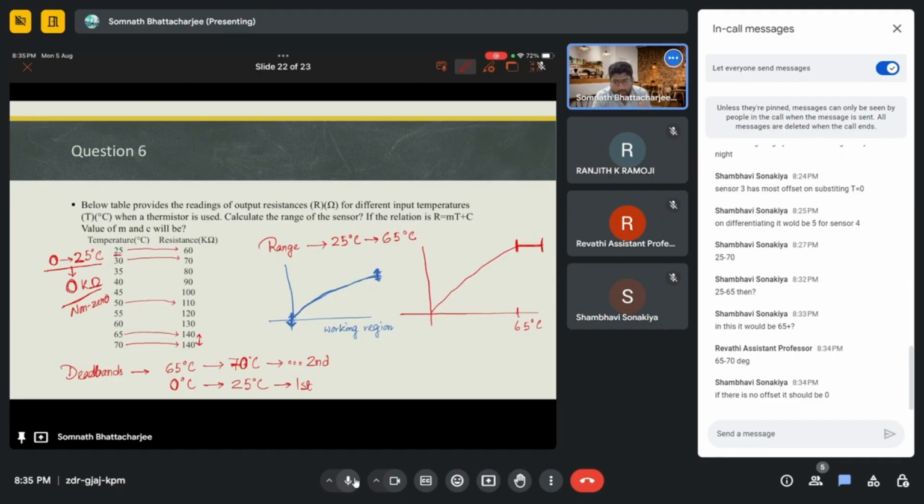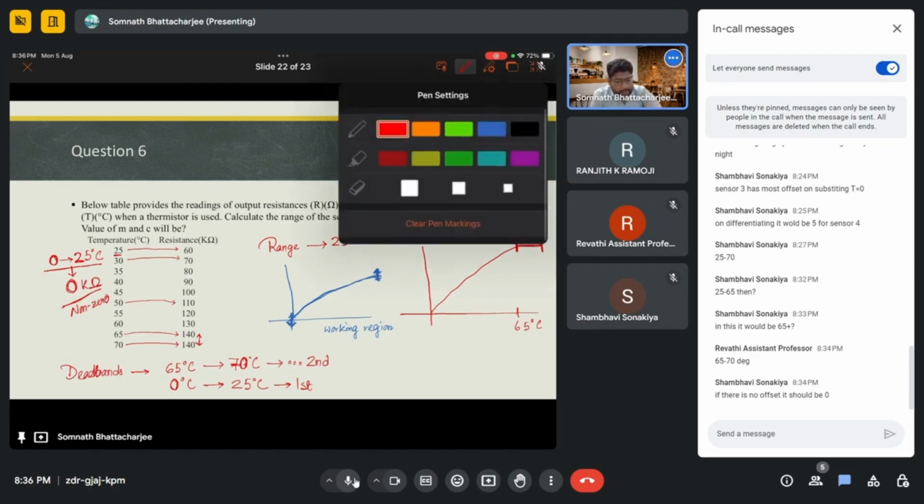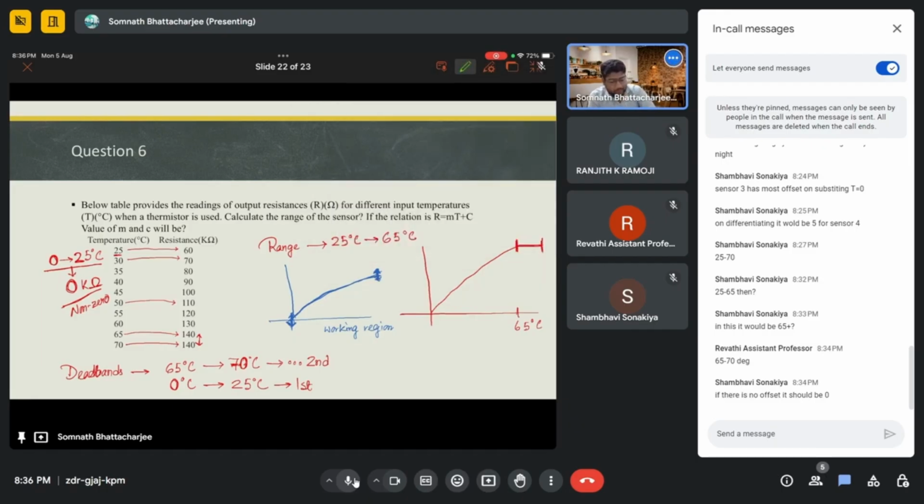The first one started after this dead band region, that is from 0 degrees to 25 degrees. It needs at least 25 degrees centigrade to start operating. The sensor needs at least 25 degrees centigrade. Before that, the sensor won't start even. So right now, let's say that this is the value of these sensors, right?